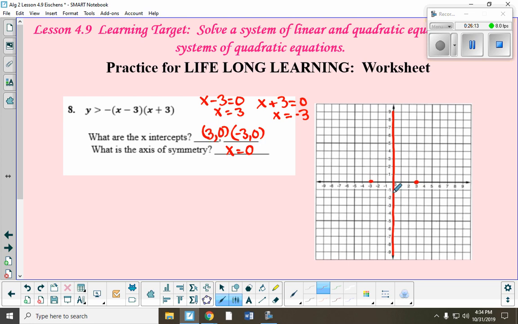Now we have to find the vertex. So we know that the x value of the vertex is 0. So we're going to substitute that in. Let's make an xy chart to keep track of what we're substituting in. So we'll substitute 0 in. Make sure that negative's out front. Don't forget about that. So that is a negative 3. This parentheses has a positive 3, so that's a negative times a negative is a positive. 3 times 3 is 9. So the vertex is at 0, 9.